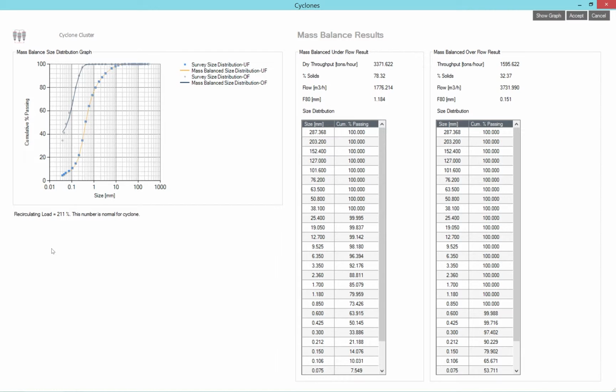Furthermore, if you do not have an instrument to tell you what the flow rate of your underflow is, you will not know what the recirculating ratio around your cyclone is unless you calculate it with mass balancing. In this case, our recirculating load was 211%, which is normal for a cyclone. It is a good idea to have this double checking of your instruments by calculating the recirculating load.